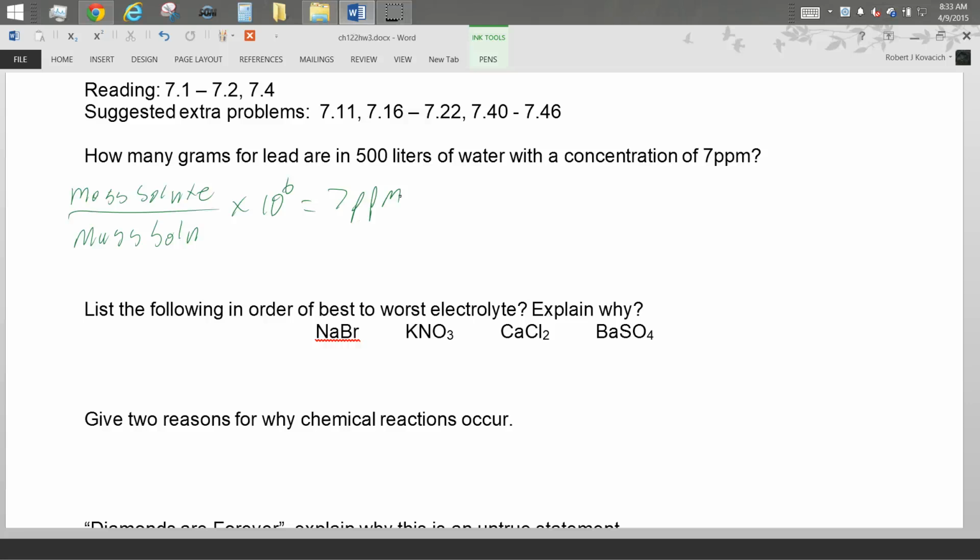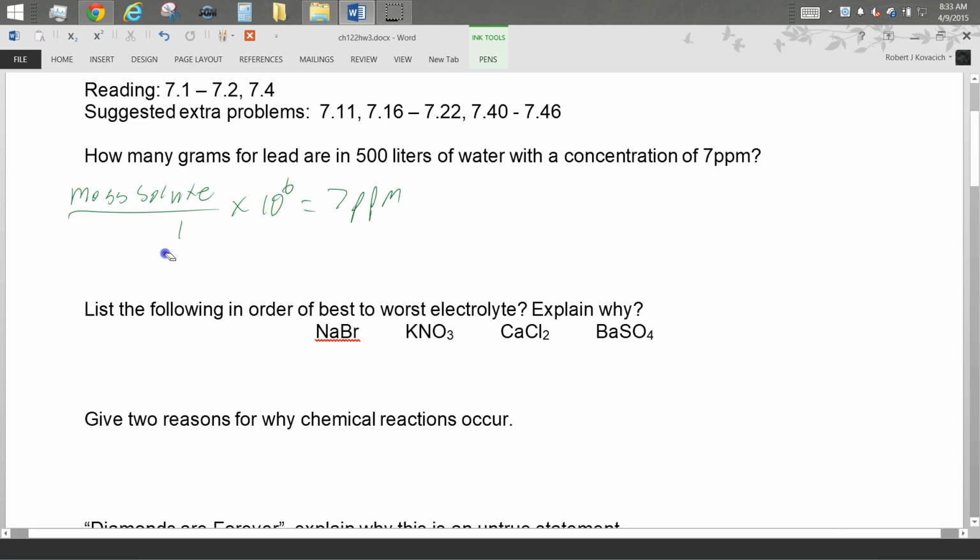A liter of water is a kilogram. So water's density is 1, right? So one gram per milliliter. So if you've got a liter, then you've got a kilogram, because a liter is 1,000 milliliters. And so if 1 milliliter is 1 gram, then 1,000 grams is a kilogram. So this would be 500 kilograms, or 500,000 grams. So we'll use that 500,000 grams number.